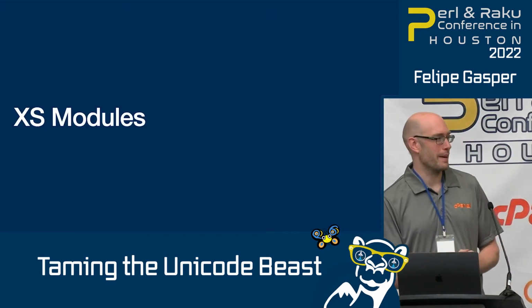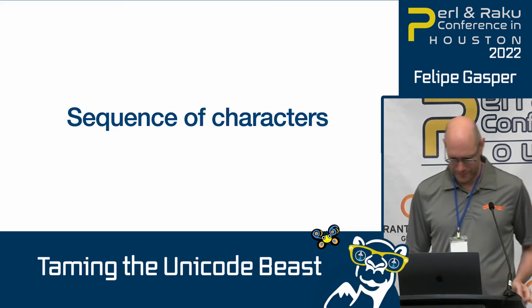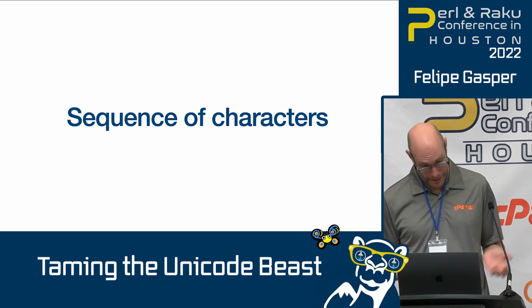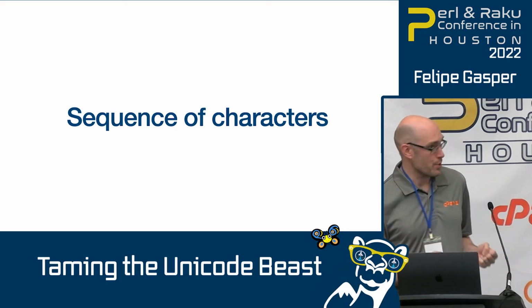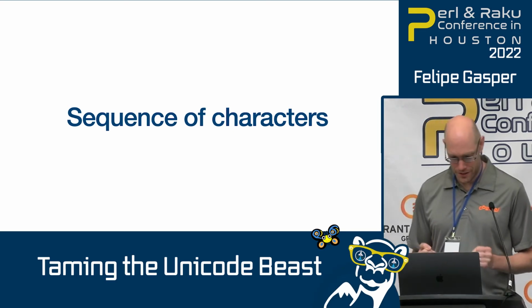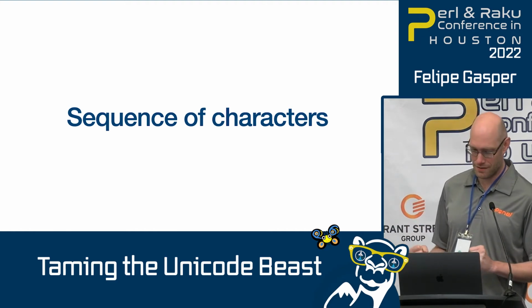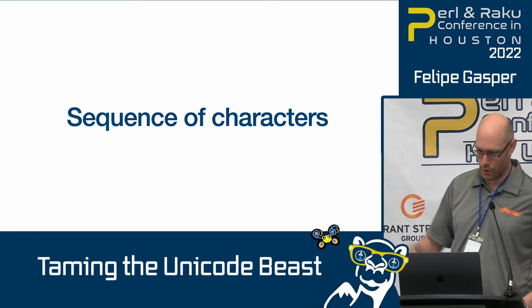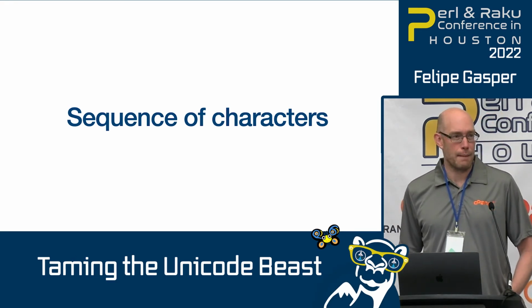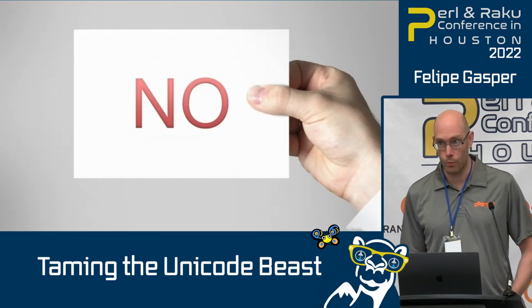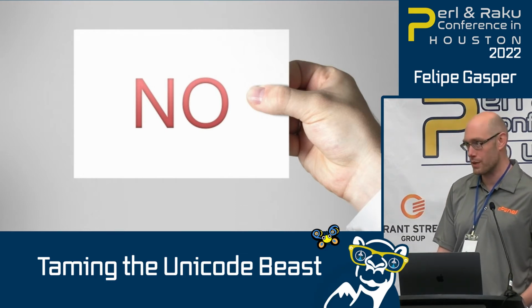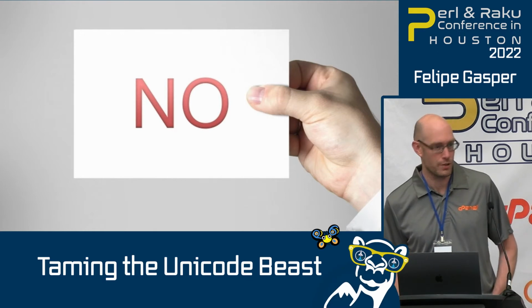Okay, now let's talk about XS modules. Again, sequence of characters is what we're talking about as we define a string. There is a widespread notion that XS authors need to know more about this than the Perl strings, that they need to know the details of how Perl stores the string. Except in rare cases, no. You do not, and you're likely to introduce bugs if you write your XS module with that assumption.